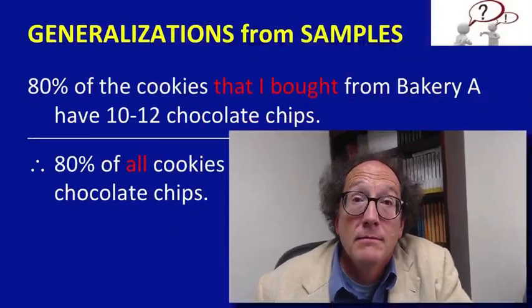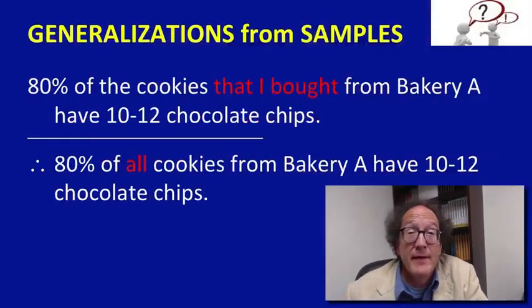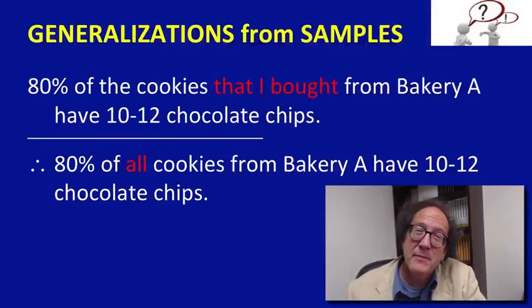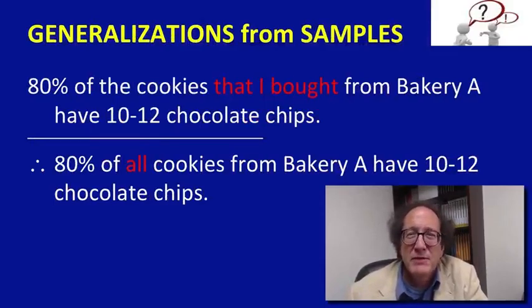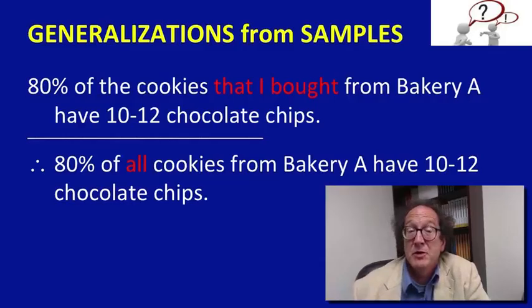So then I take 10 cookies from each of the 5 bakeries, and I bring them home, and I count them. Sure enough, from Bakery A, we found that 80% of the cookies that I bought from Bakery A have 10 to 12 chips. And so I conclude that 80% of the cookies that are made in Bakery A have 10 to 12 chips. And that seems like a pretty good argument, doesn't it?